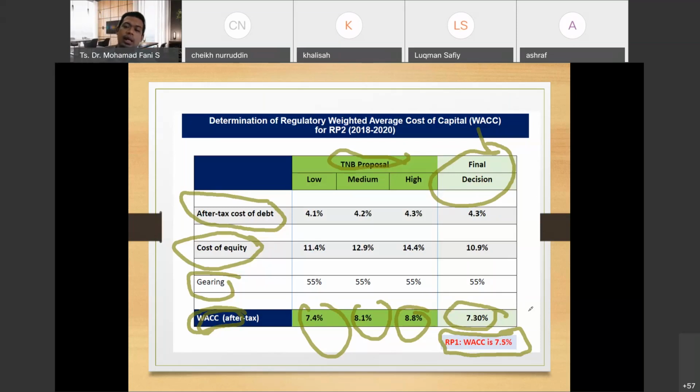We can see how their workers, engineers, or any staff under TMB received a bonus of 6 months, 8 months for the RP1. So for the RP2, this WACC has been reduced to 7.3 only, but they still have more profit on that.